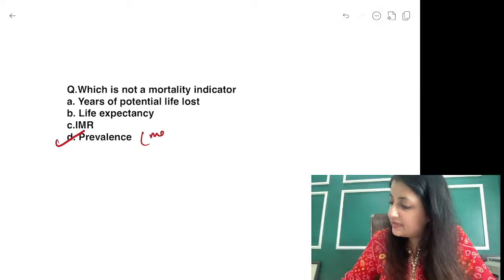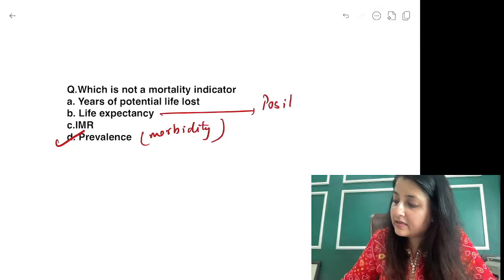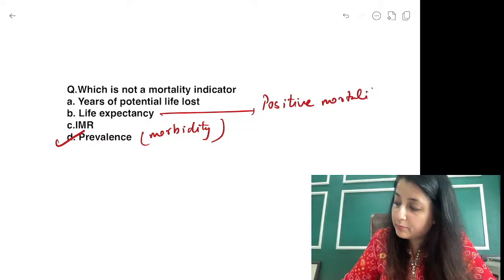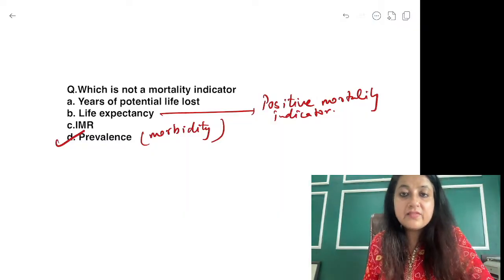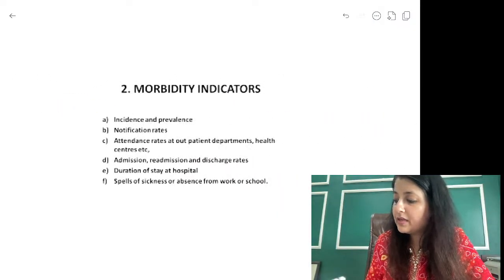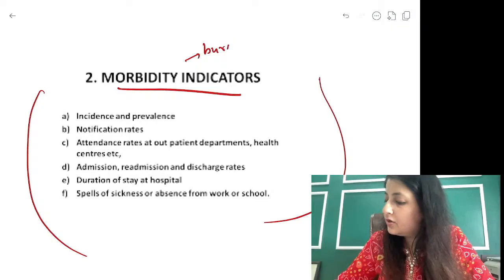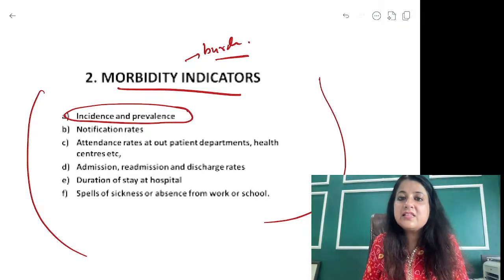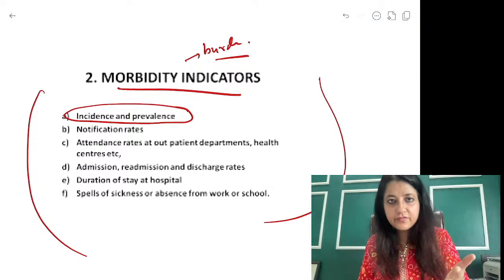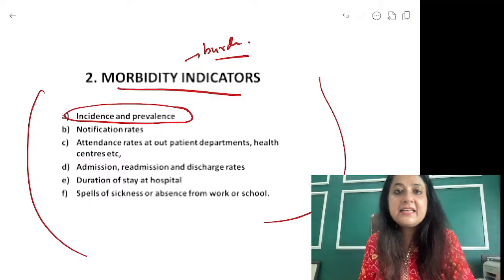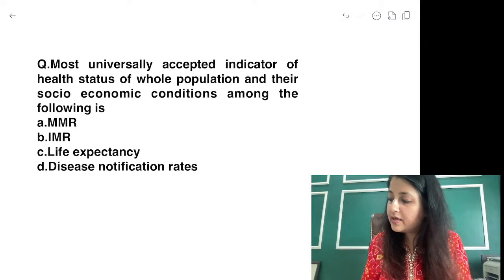Prevalence, very good. Prevalence is a morbidity indicator. Life expectancy is a positive mortality indicator. So, you could just go through all the morbidity indicators once. Morbidity tells us about the burden. Look at the names of the morbidity indicators; they will be in this PDF. They tell us about the burden. Okay, so the most important ones, of course, are incidence and prevalence. They are morbidity, disease notification rate, attendance rate, admission rate, duration of stay at hospitals, spells of sickness, sickness absenteeism. All of these are your morbidity indicators. Okay?